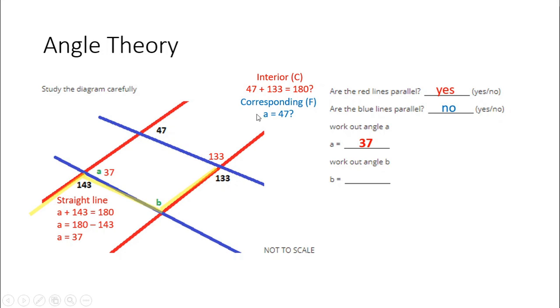Now, using the fact that the red lines are parallel, you should see that there is a nice Z pattern here. That is alternate angles. B is an alternate angle to the angle 143. And we're only allowed to use that rule because we have already proven that the red lines are parallel. So B, being alternate to 143, is equal to 143.